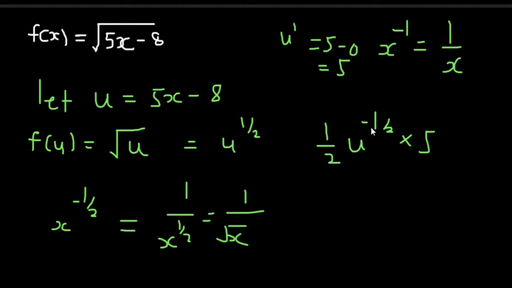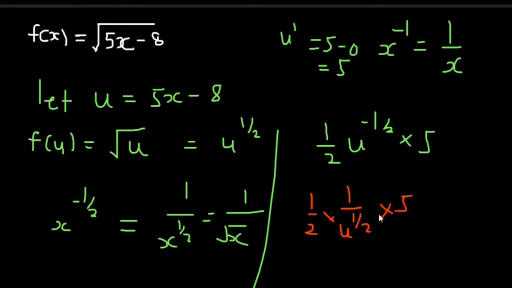The same rule that I'm going to apply here. Since I have u to the power minus half here, I write this as 1 over 2 times 1 over u to the power half times 5. Since I can write this as the square root of u, I'll now have 1 over 2 times 1 over the square root of u times 5.